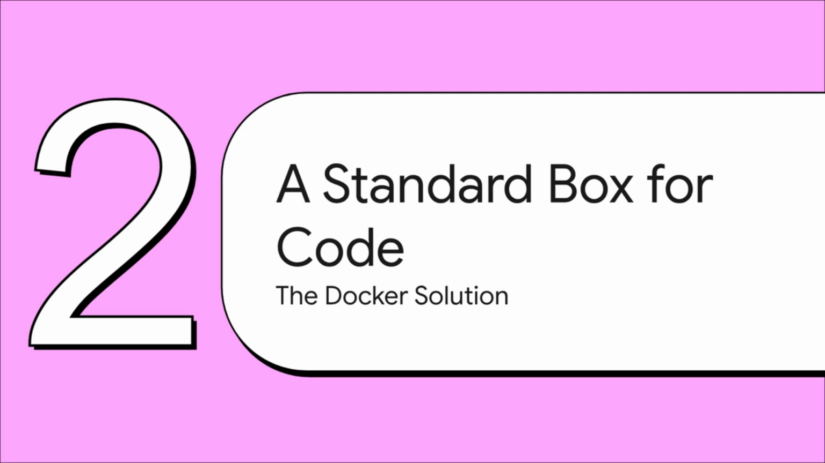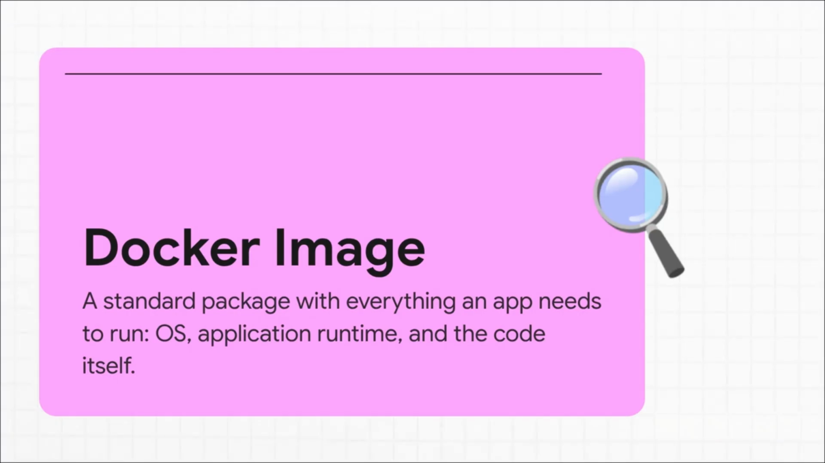The big idea isn't to try and wrangle all that crazy complexity. No, the idea is to standardize it, to put every single piece of your application into its own standard, predictable box. And that standard box has an official name. It's called a Docker image. Now, this is the key. It's a package that contains everything your app needs to run. I'm not just talking about your code. I mean the operating system, the right version of Java or Python, all the libraries, all the configuration. It's all bundled up together in one neat little package.